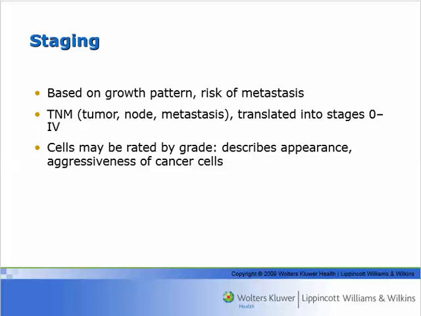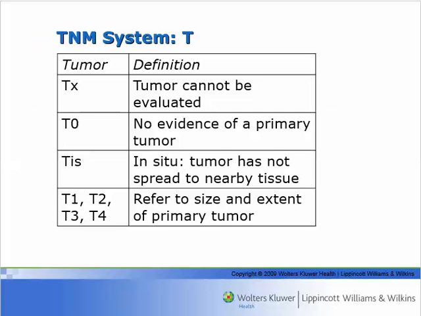So if it's a tumor, then they rate it as TX. The tumor can't be evaluated. We know it's there, but T0 is no evidence of the primary tumor. TIS is in situ. That means the tumor is there, but it hasn't spread. It hasn't started to invade local tissues, right? And then T1, 2, 3, and 4 really look at the spread of that.